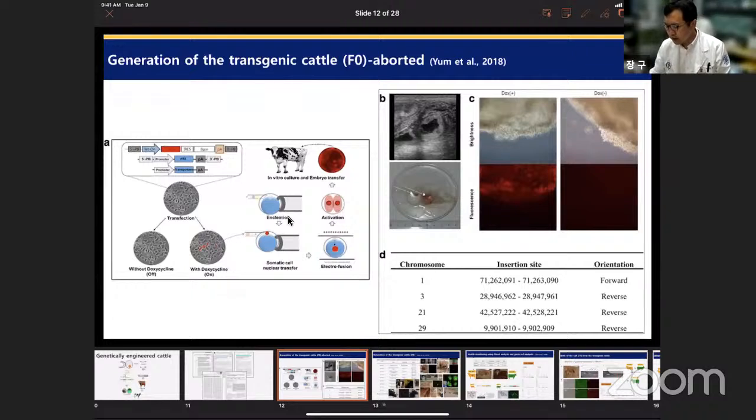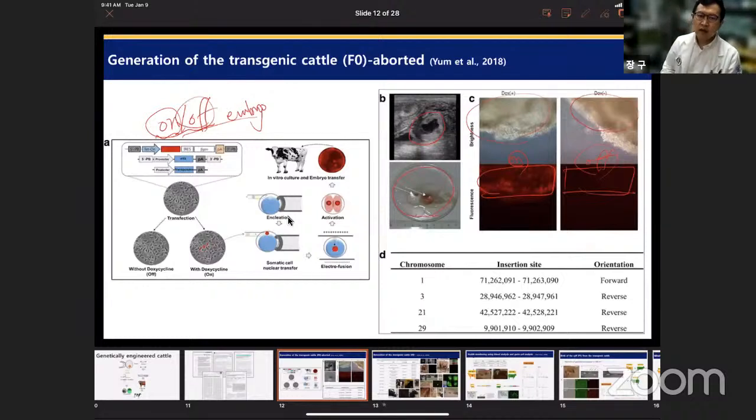We did the tetracycline on-off embryo. This embryo was implanted. Take a look at this pregnancy. Unfortunately, the pregnancy did not maintain gestation. In the middle of the pregnancy, we collected the tissue, and that tissue was exposed to doxycycline. Doxycycline is the key regulator to switch on and off. Look at this fetus embryo: with doxycycline on, the gene is on, and with doxycycline off, we didn't see any expression. So in this study, we can control a target gene in bovine tissue by doxycycline.